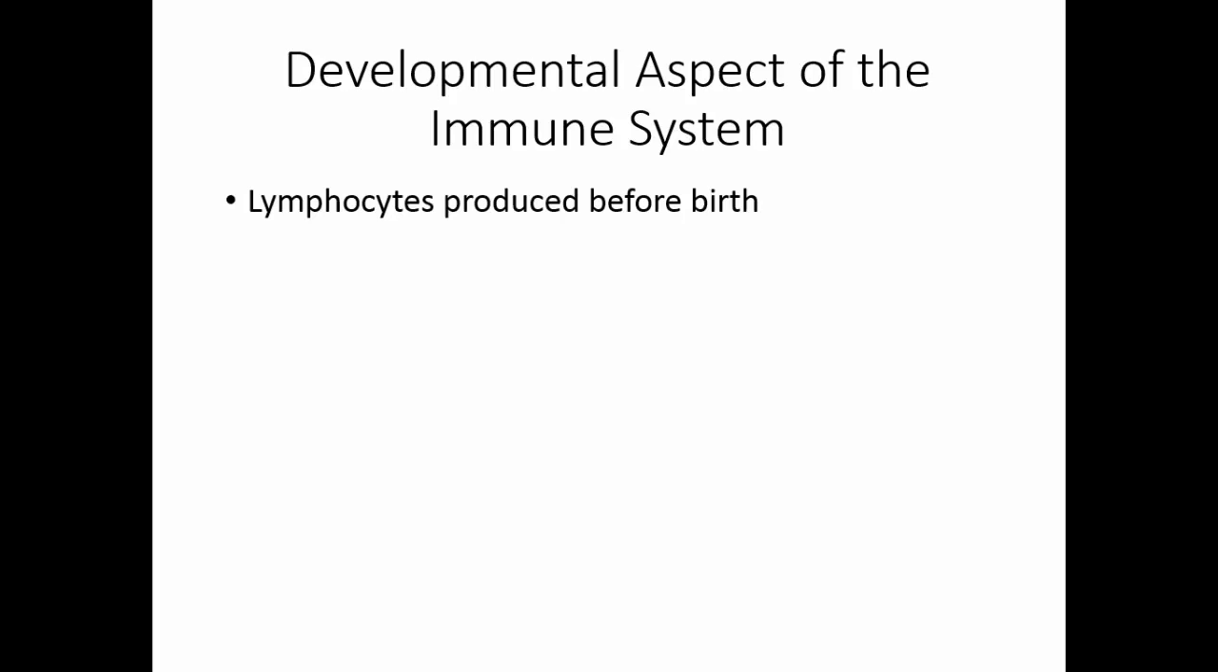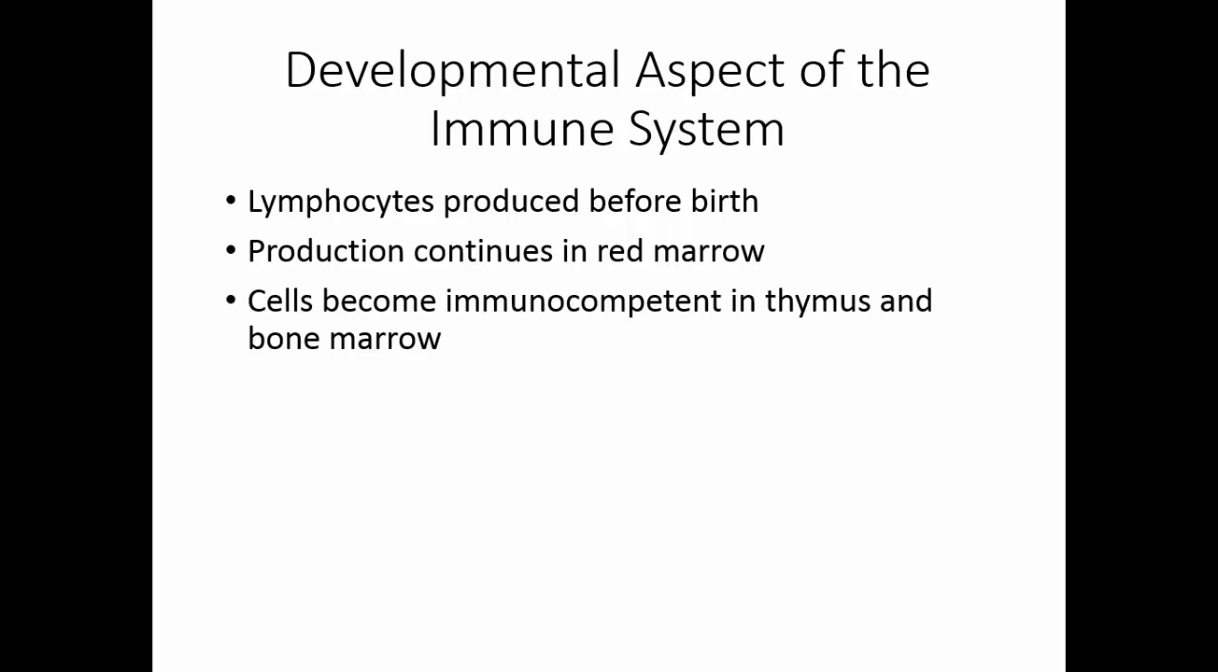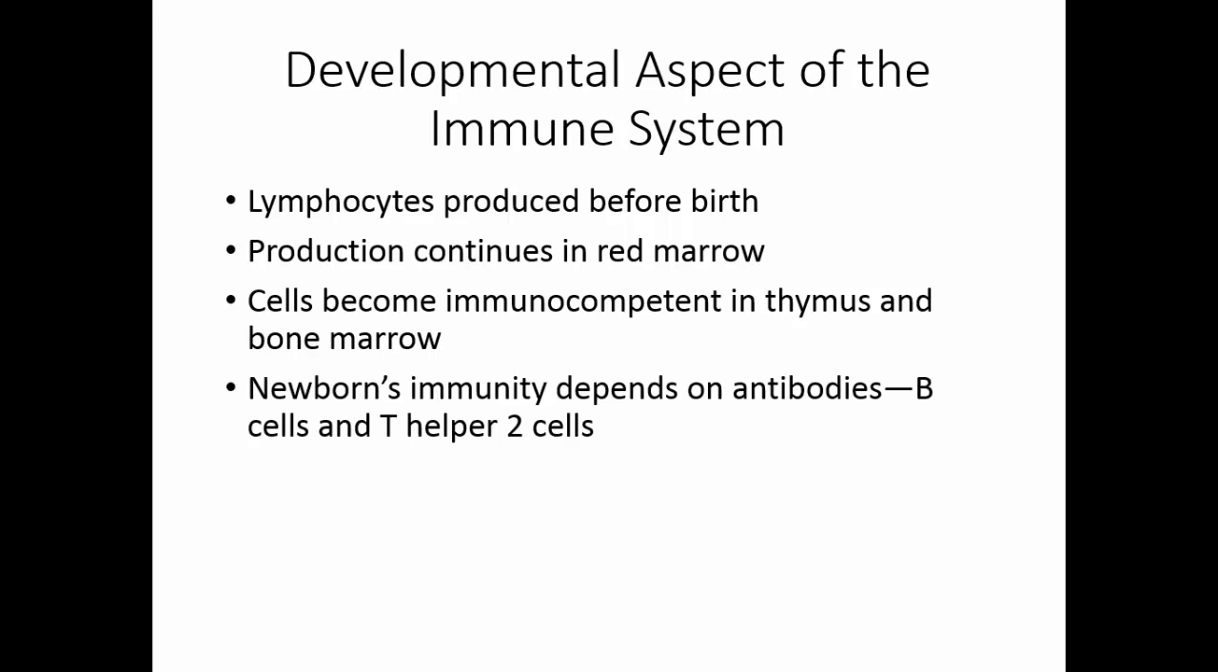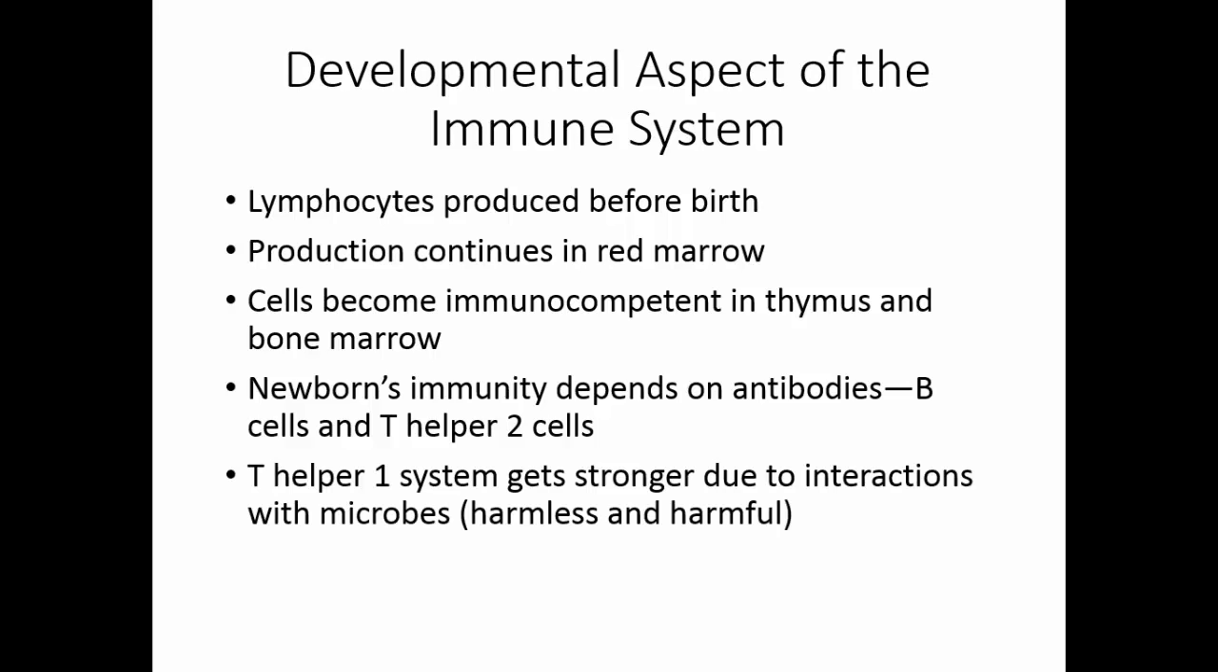The lymphocytes are produced before birth, and after birth their production continues in the red marrow. The cells become immunocompetent in the thymus and in the bone marrow. A newborn's immunity depends pretty much on antibodies. So the B cells are important, and the T helper 2 cells are important because they're the ones that activate the B cells. The T helper type 1 cell gets stronger because the infant interacts with microbes, both harmless and harmful microbes.